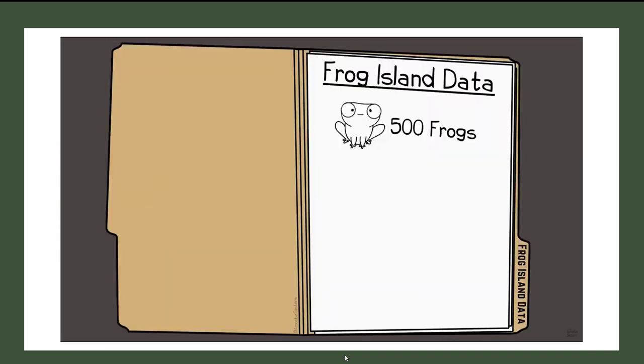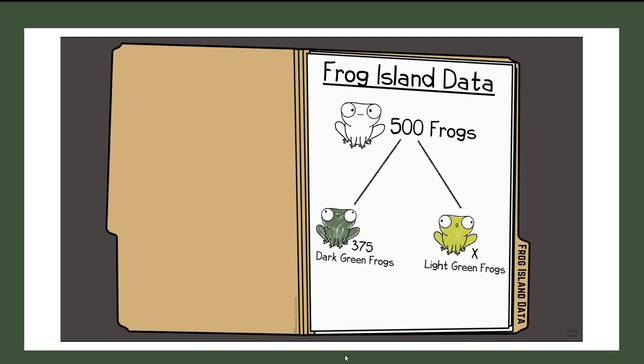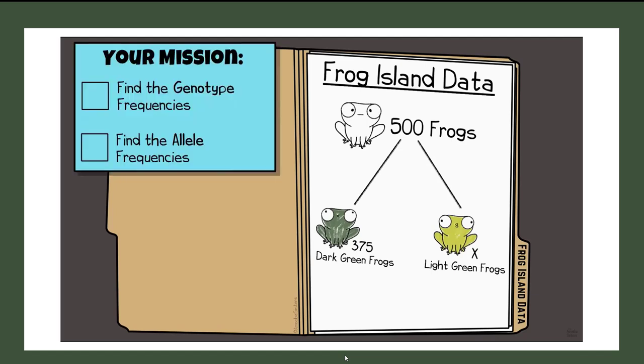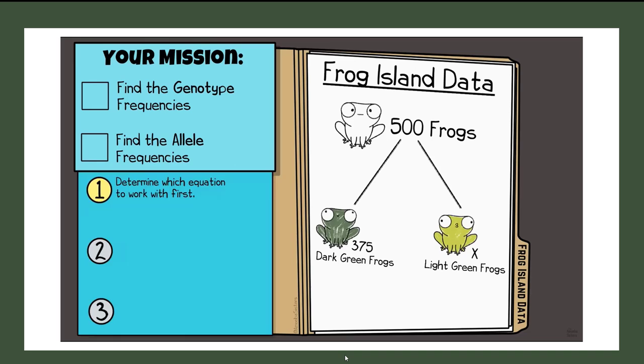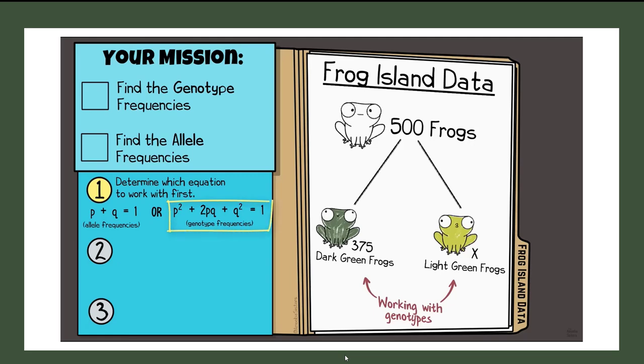There are 500 frogs, and of those, 375 frogs are dark green. The rest are light green. With that information, please solve all genotype frequencies and all allele frequencies if in Hardy-Weinberg equilibrium. Step 1. Determine first whether you're going to work with the first equation or the second equation. Since I'm working with individuals here that have genotypes, I'm going to work with the second equation first.